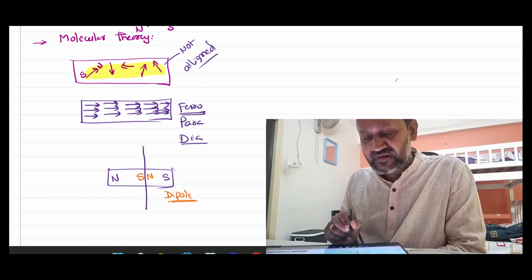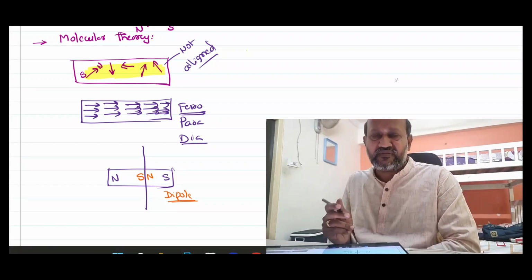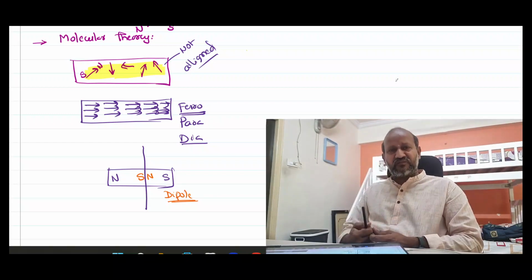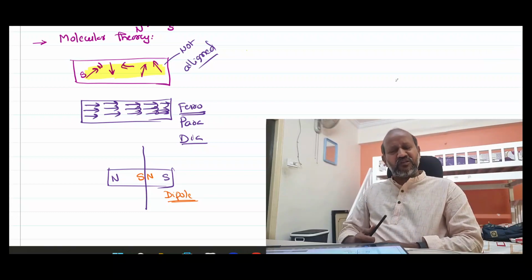These two poles are possible because at the molecular level itself, each molecule has two poles, a north and a south pole. And even if you go to the micro level, at the electron level also, it will have a magnetic nature of north pole and south pole. We'll be talking about it a little later in the coming lessons.